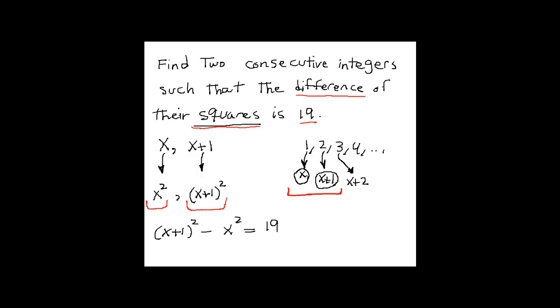Now, we have already set up the equation to solve for x. Let me see if everybody can follow up to this point. Can you put a check mark next to your name? Find two consecutive integers such that the difference of their squares is 19. So that's how you set them up. The difference of their squares is equal to 19. Okay, Daisy, do you follow that so far? How to set up the equation?